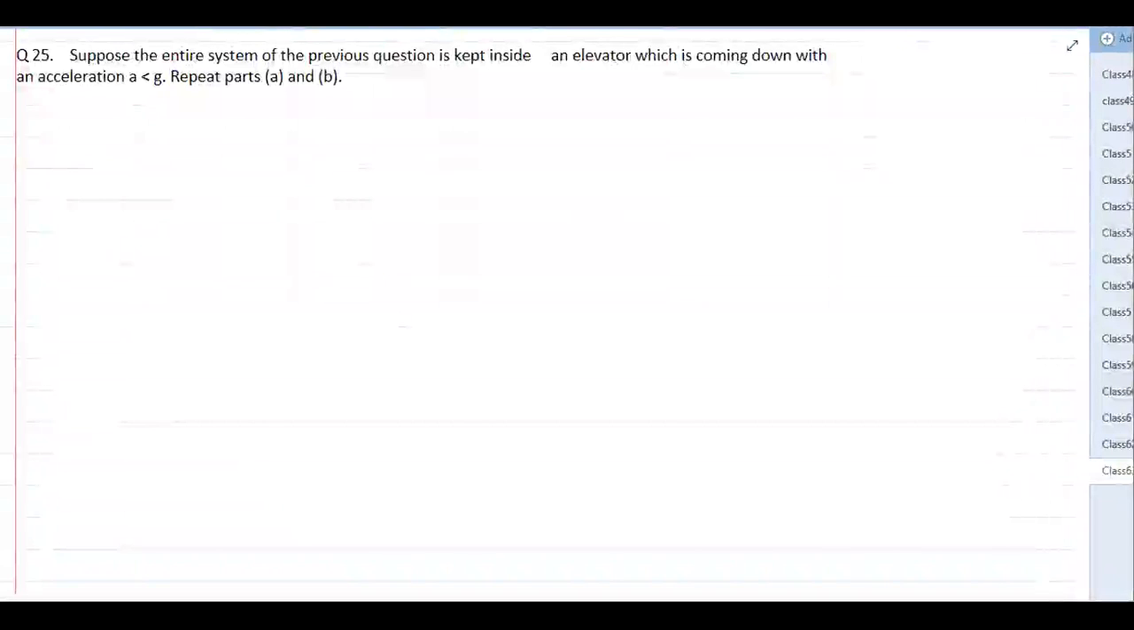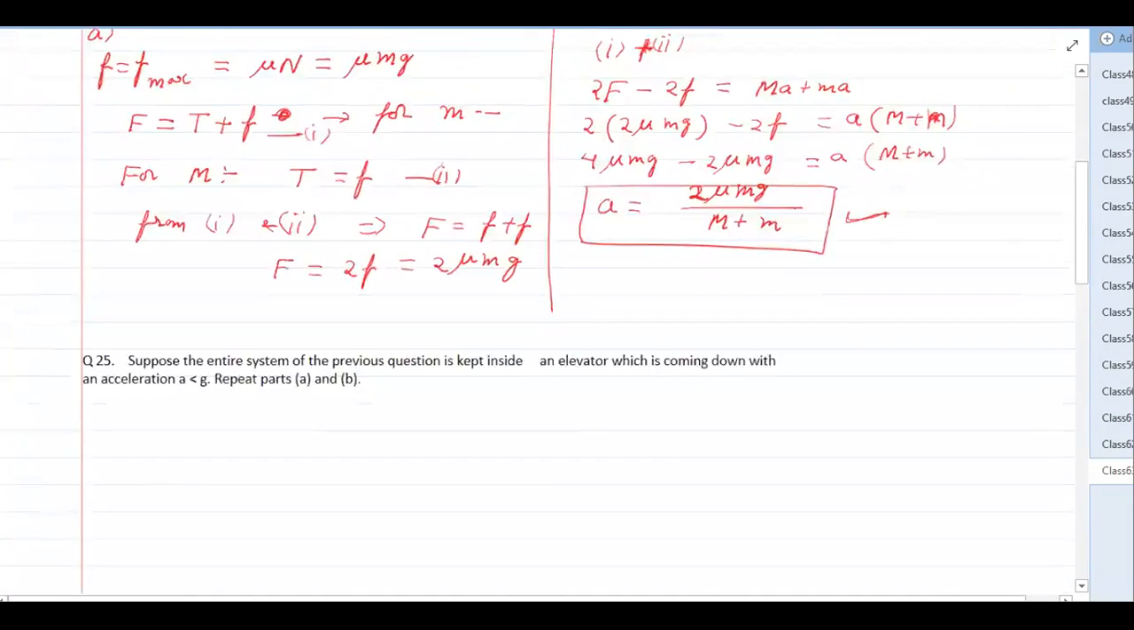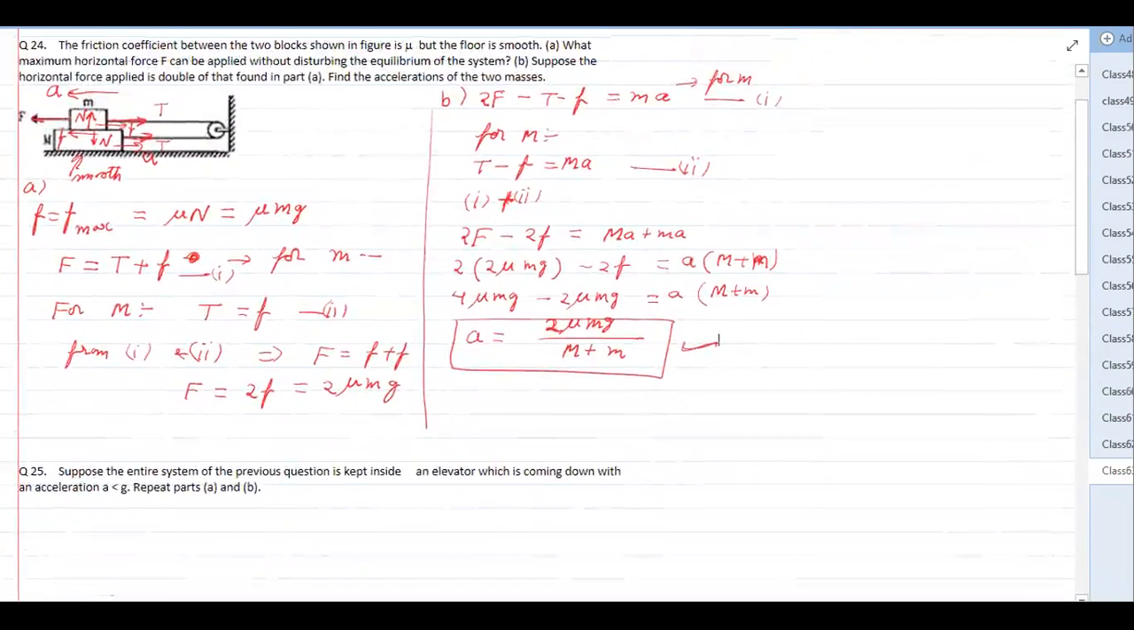To previous part. Suppose the entire system of previous question is kept inside an elevator which is going down with acceleration a less than g. Repeat the part A and B. So in this question, what is the thing? You can see from the last problem, the whole system is kept in an elevator.